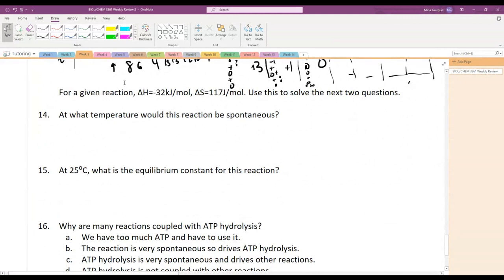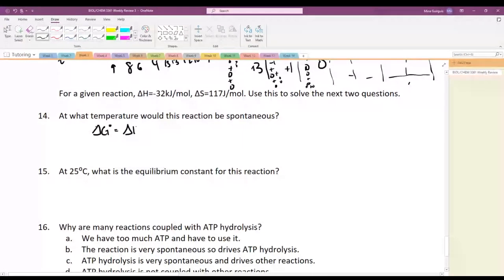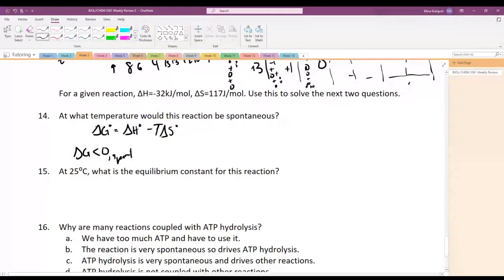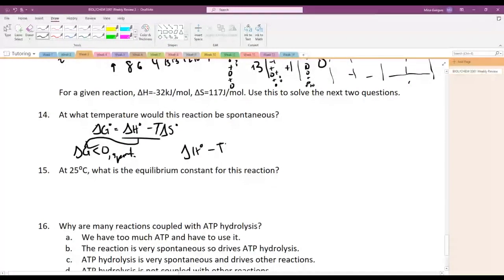So for a given reaction, you have those numbers. At what temperature would this reaction be spontaneous? So the way that I set this up is I say delta G naught is equal to delta H minus T delta S. And I put the knots in. I'm not going to use them just because it's a bit tedious to repeat it every time. So when delta G is less than 0, we have a spontaneous reaction, right? So what I'm going to do is substitute this stuff into there. And I'm going to say when delta H minus T delta S is less than 0, we have a spontaneous reaction, and solve from there.